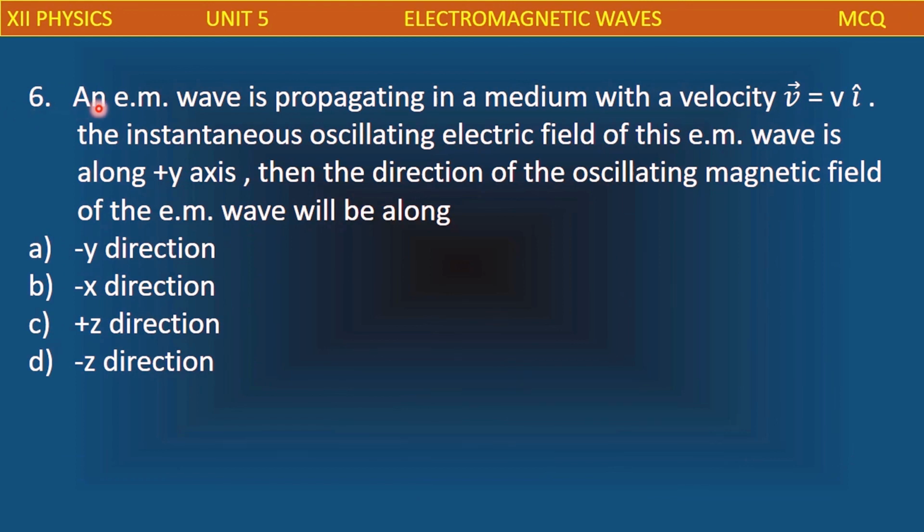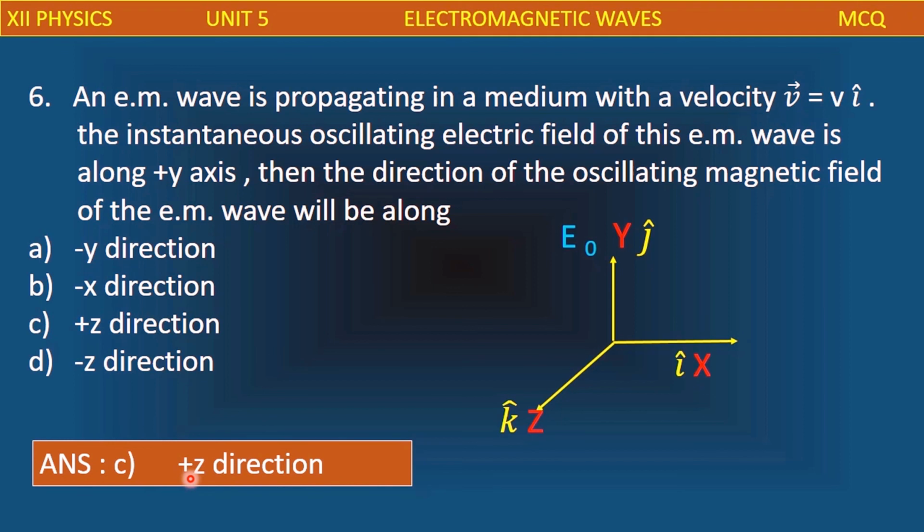Sixth question, an electromagnetic wave is propagating in a medium with a velocity v vector equals v I cap. The instantaneous oscillating electric field of this electromagnetic wave is along positive y axis. Then the direction of the oscillating magnetic field of the electromagnetic wave will be along. So what are the given informations? The electromagnetic wave is along positive x-axis. The oscillating electric field is along positive y-axis. So what is the direction of the oscillating magnetic field? It is along the positive z direction. So option C, positive z direction is correct.